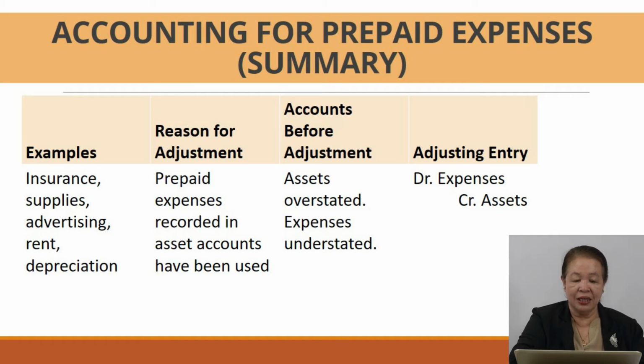Nilagay natin siya sa asset, since gamit na, tanggalin natin sa assets, no? So, account before the adjustment, assets are overstated, expenses understated. So, hindi natin gusto na maging ganyan dahil hindi siya fair presentation, mali siya na presentation. So, anong gagawin natin? We have to make an adjusting entry, no? Paano tayo gagawa na adjusting entry? I-debit natin yung expenses, i-credit natin yung assets. Bakit natin i-debit yung expenses? Pag nag-debit ka ng expenses, dagdag yan sa expenses. Pag nag-credit naman tayo ng assets, bawas yan sa assets. So, dapat lang nabawasan yung assets kasi ginagamit na.